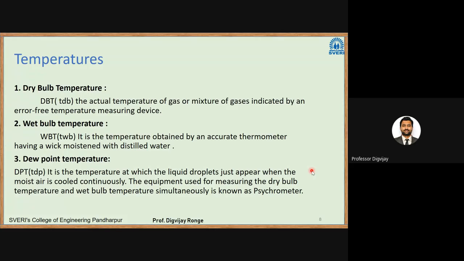Okay. So in psychrometry, we don't consider only one value of temperature. There are two values of temperature. First is called the dry bulb temperature. Second is the wet bulb temperature. Now we'll see what the difference is here.